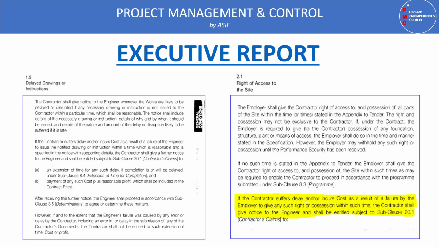So here you can see that in both cases, clauses 1.9 and 2.1 clearly indicate that the contractor shall give notice to the engineer within the specified time. This time is specified in clause 2.1. So we have to give the notice within that time. If the contractor fails to give the notice within this time, the engineer or client has a right to reject the claim. So it is always the responsibility of our planning engineer or contract engineer to give the notice within the specified time with the required particulars.